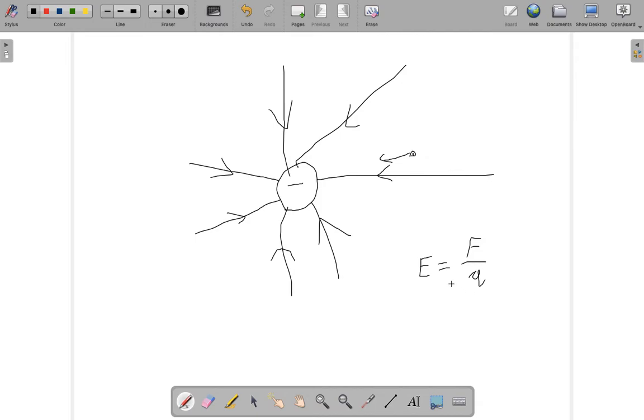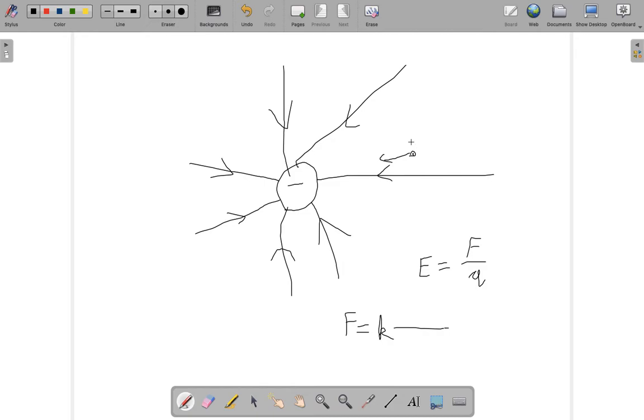Now, there's another way you can write electric field. If you remember earlier, we defined the force to be Coulomb's constant times the charge of the two particles.